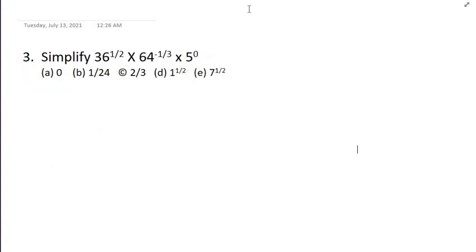Question 3. Indices. Simplify 36 raised to the power 1 over 2 times 64 raised to the power minus 1 over 3 times 5 raised to the power 0.